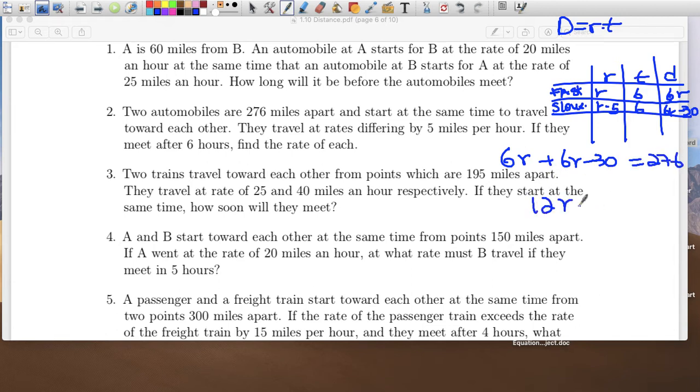12R minus 30 equals 276. Let's add 30 to both sides. You get 12R equals 306. And if you divide both sides by 12, I have no idea, but 306 divided by 12.